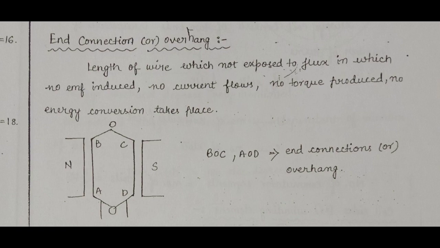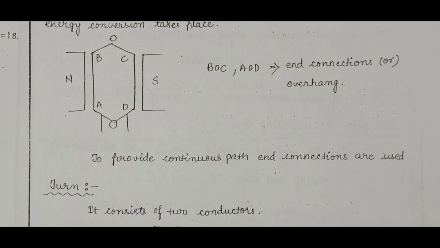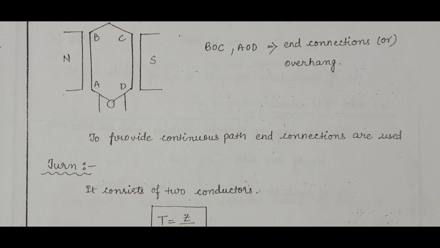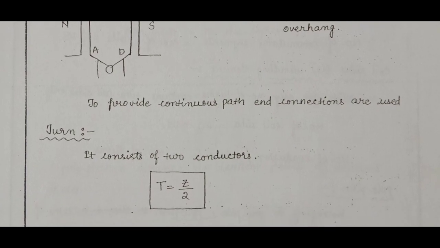In the figure, AB is one conductor and CD is another conductor. We have two conductors in this figure. These two conductors are connected at B to C and A to D through the BOC and AOD end connections. To provide a continuous path, end connections are used.